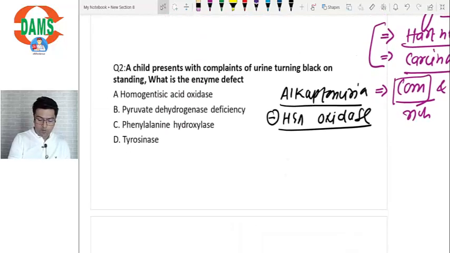Option B is the answer. Pyruvate dehydrogenase deficiency presents with lactic acidosis. Phenylalanine hydroxylase deficiency presents, as you all know, with phenylketonuria, and tyrosinase deficiency presents with albinism.